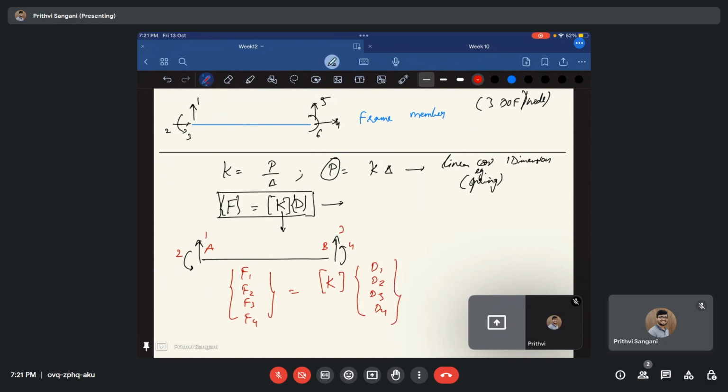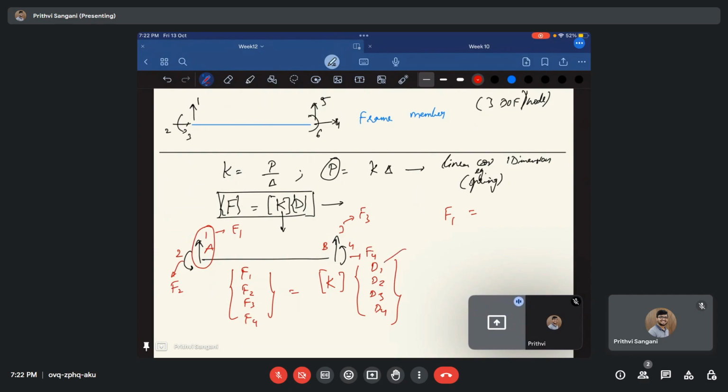Okay, so now what is F1? F1 is nothing but the shear force here. Let me write it, this corresponds to F1, and F2 is nothing but the moment here. F3 is the shear force at the joint B. F4 is the moment at the joint B.